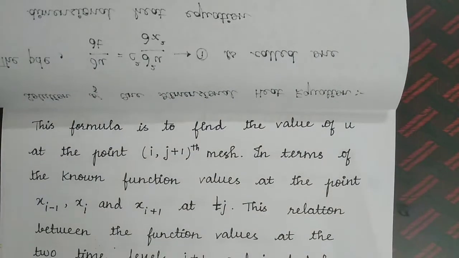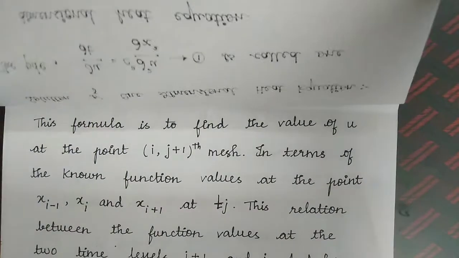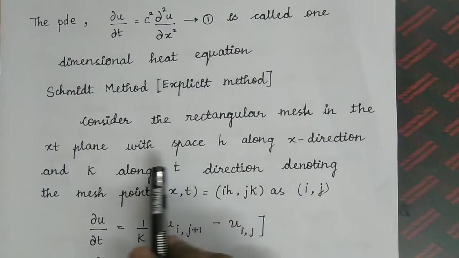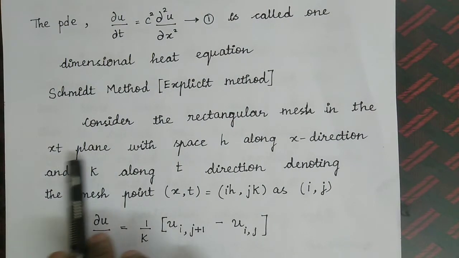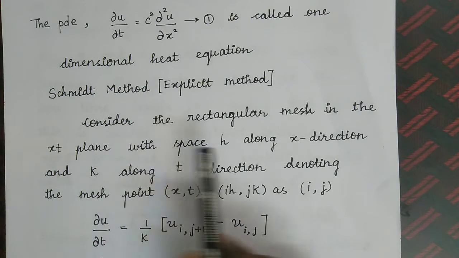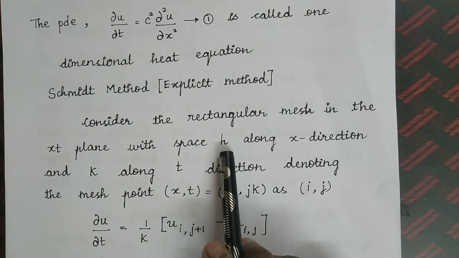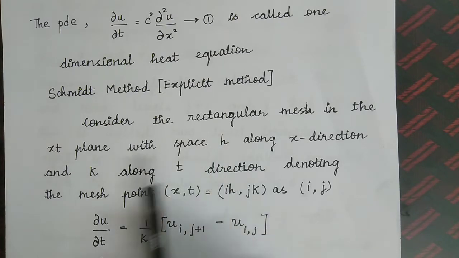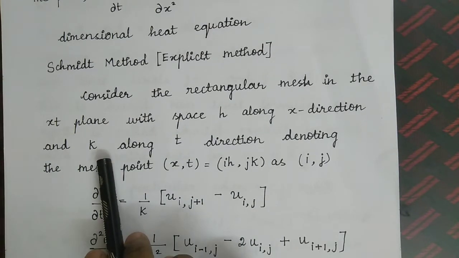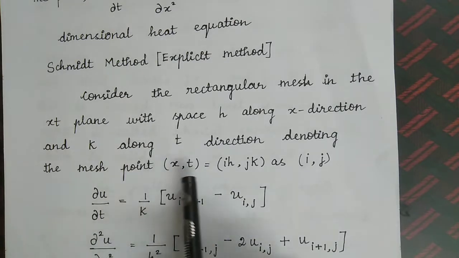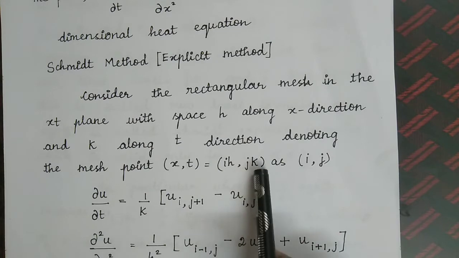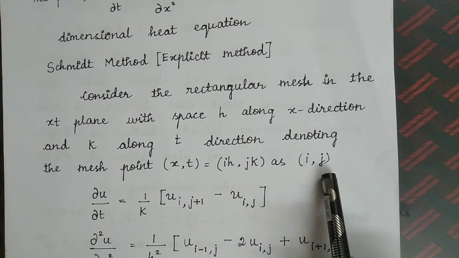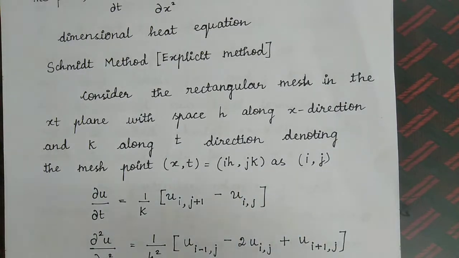So, this is the Schmidt method. What does the Schmidt method say? Instead of the xy plane, here we are going to take the xt plane. That is the first thing we have to remember. Here we are considering the xt plane. We know very well that h is the step size of x, the difference between the x values, and k is the step size in the t direction. Denoting a mesh point (x, t) as (ih, jk), or simply we can denote the point as (i, j).